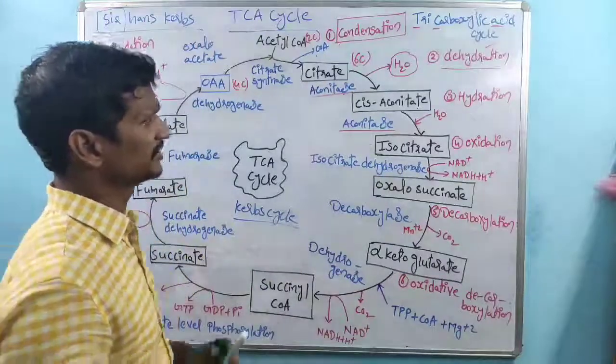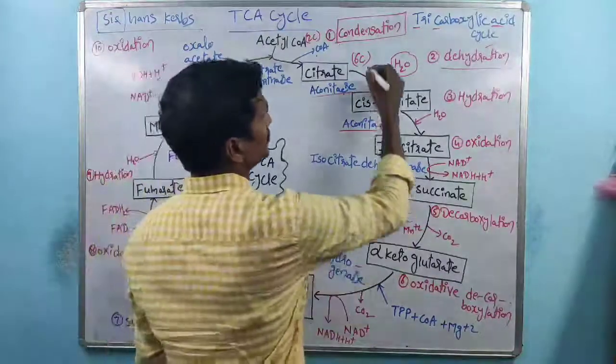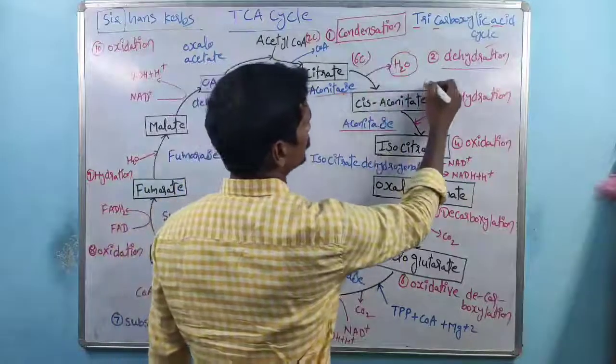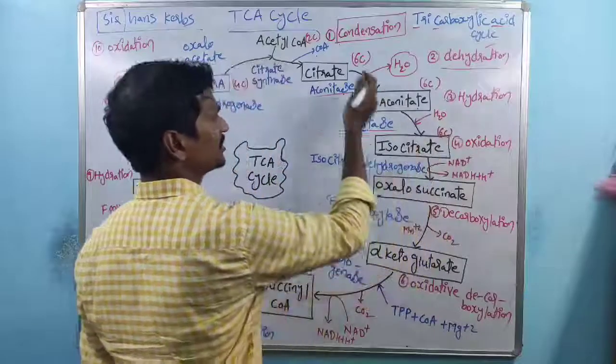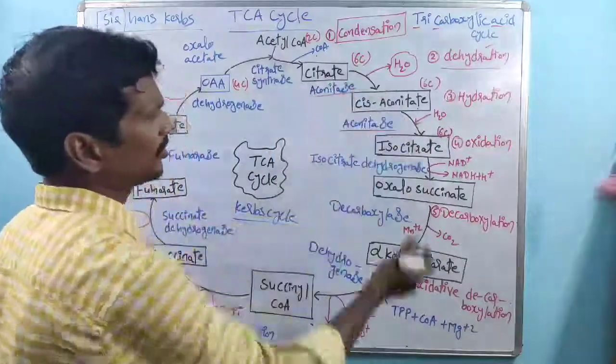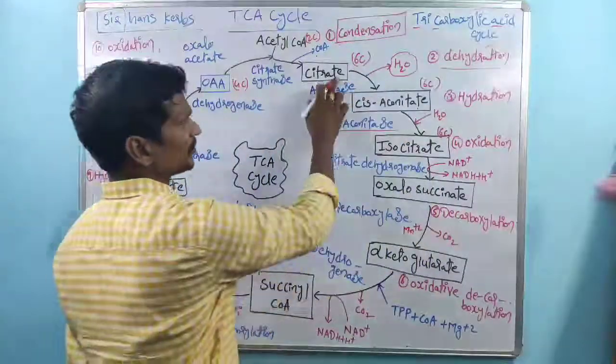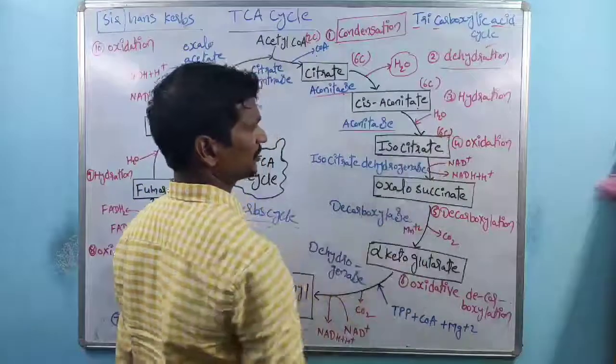I'd like to explain here the number of carbon atoms. See here, this is a 6 carbon compound. This one is also a 6 carbon compound. This one is also a 6 carbon compound, because here there is no removal of carbon molecules. That's the reason why it is 6 carbon, 6 carbon, 6 carbon compound.